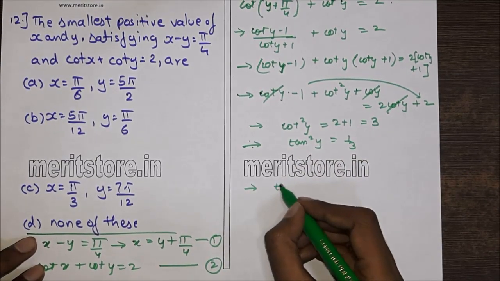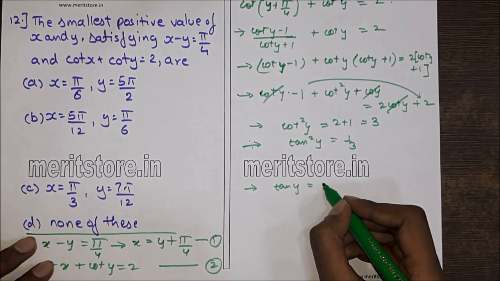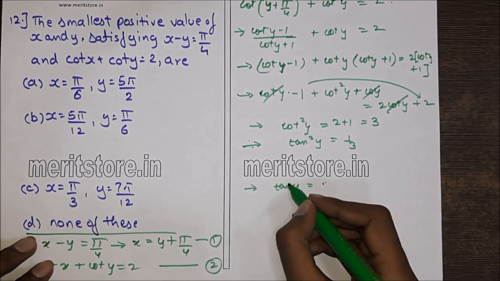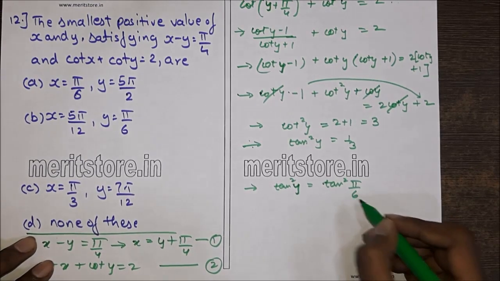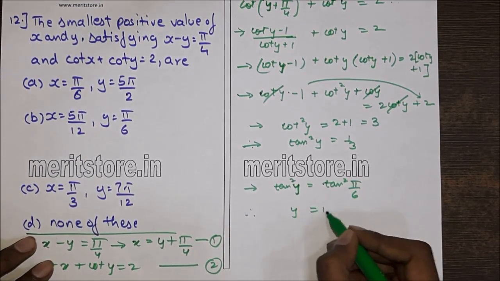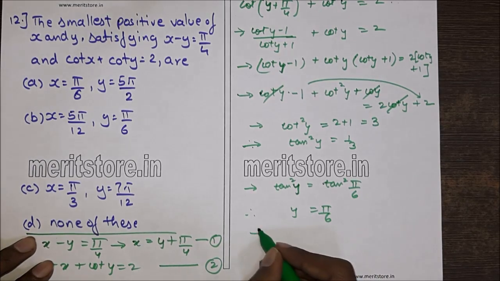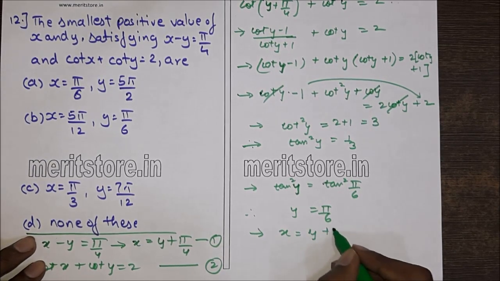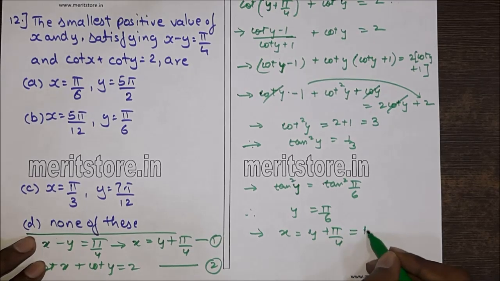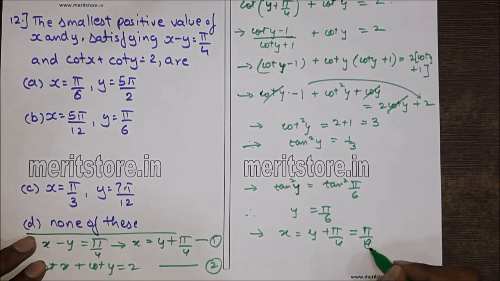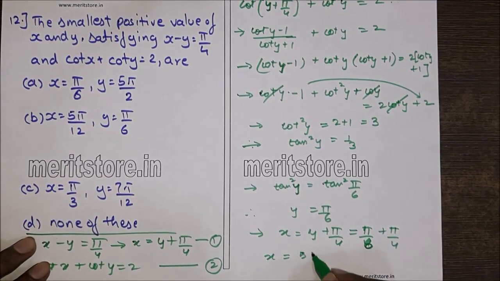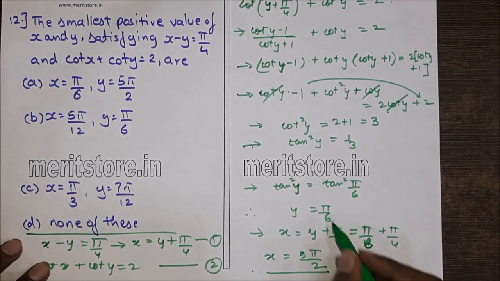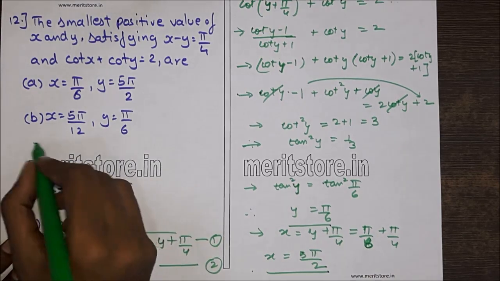That is tan y is equal to, that is tan square y is tan square pi by 6. So therefore we can say that y is equal to pi by 6. So therefore x is y plus pi by 4, which is equal to pi by 6 plus pi by 4, which is 5 pi by 12. So the answer is x equals 5 pi by 12 and y equals pi by 6, which is option B.